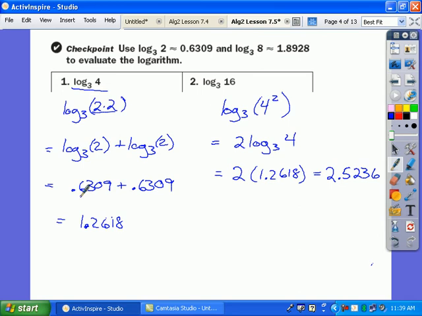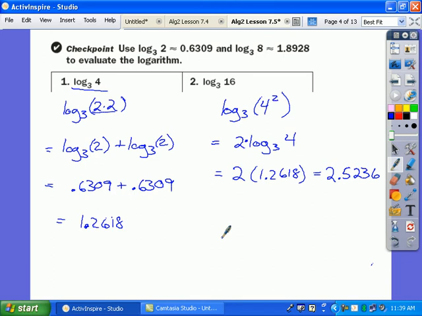Now for part 2, you can break up 16 as 8 times 2, or 4 times 4, but I chose to consider it as 4 squared. And now the power property says I'm allowed to bring this 2 out in front, and that is 2 times the logarithm base 3 of 4.